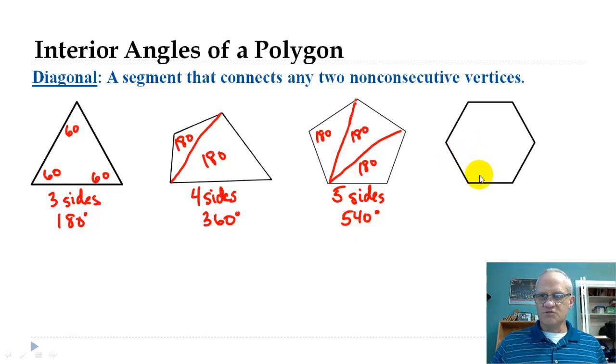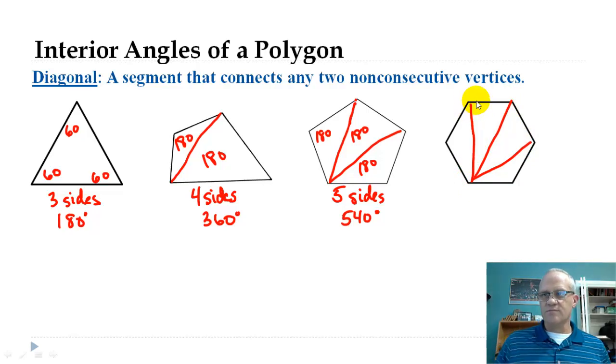All right, we'll just do one more here. So from this corner here, now we've got what? We can draw one there, one there, and one there. Okay, so now if you look at this, 1, 2, 3, 4. Now there are 6 sides, but we have what? 4 triangles.